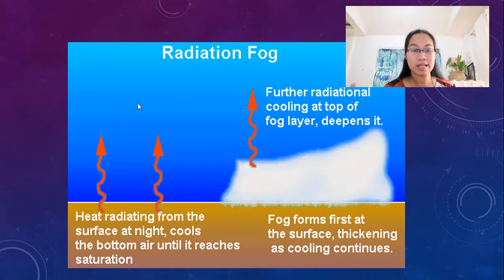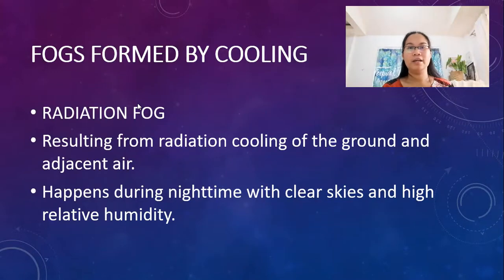So once it releases heat, that means it will cool down, and then the relative humidity is also high. Therefore, that surface can reach its dew point temperature. And if it reaches its dew point temperature, then fog is formed. Okay? So that is radiation fog. Further radiational cooling at top of fog layer deepens it. So, pag marami pang radiation cooling, so you will have a thicker fog. Okay, so that is our definition of radiation fog.